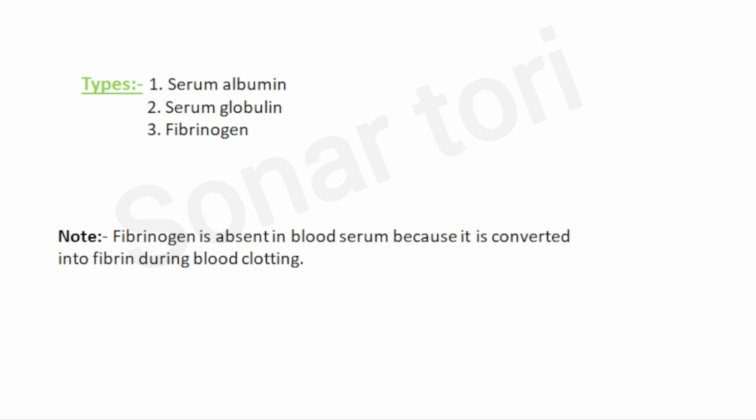Then the types of plasma protein. It can be divided into three types. First one serum albumin, second serum globulin and third fibrinogen. Please note that fibrinogen is absent in blood serum because it is converted into fibrin during blood clotting. You see that I write serum albumin, serum globulin and only fibrinogen, not serum fibrinogen, because fibrinogen is absent in our blood serum, since at the time of blood clotting it is converted into fibrin.